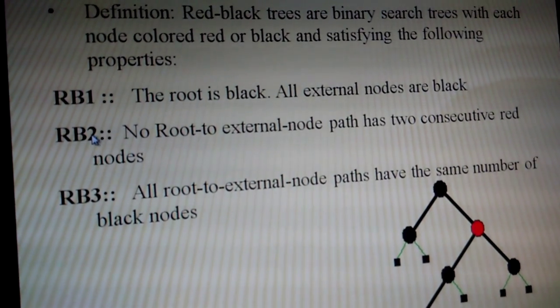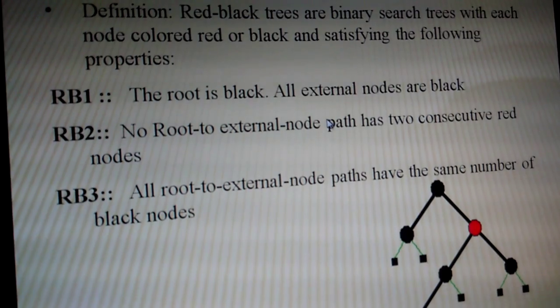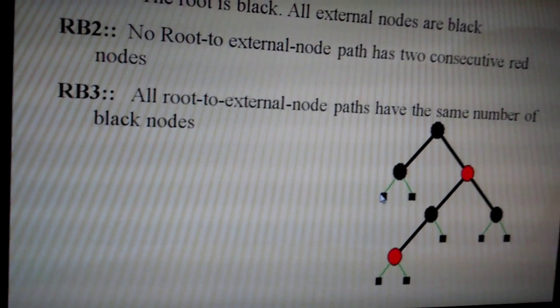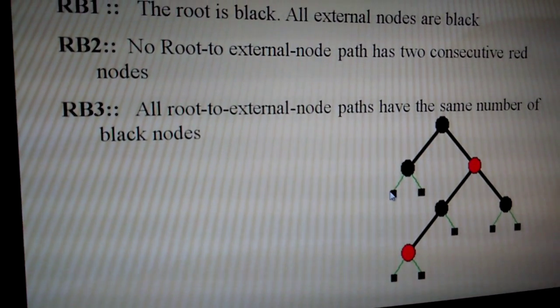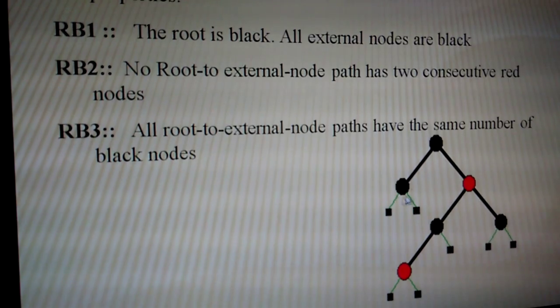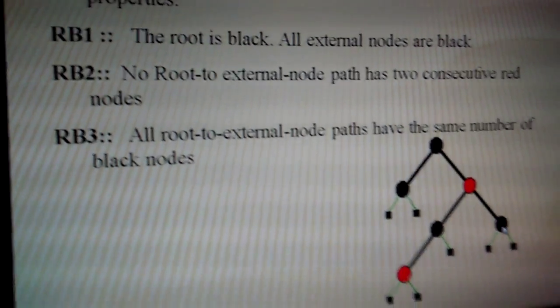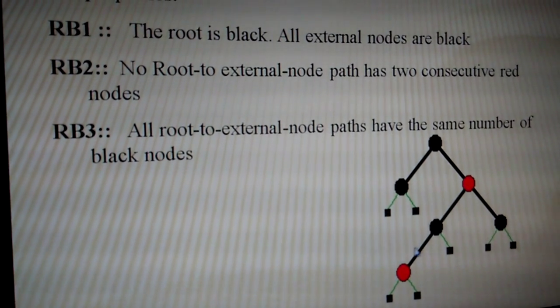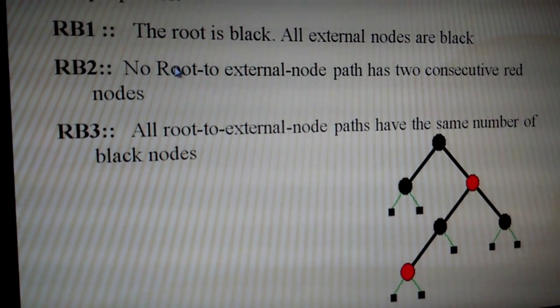Coming to the second property, no root to external node path has two consecutive red nodes. If you consider one path from root to external node, in this path there should not be two consecutive red nodes. This is one path and this is one path, and neither has consecutive red nodes. This is also a path, and it doesn't have two consecutive red nodes. So this also satisfies property 2.